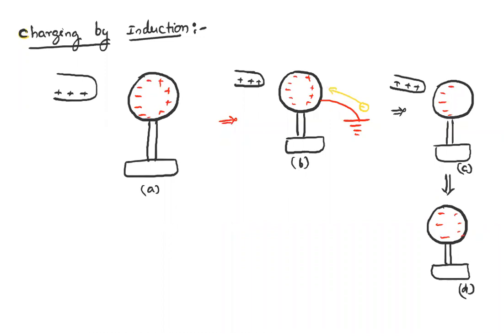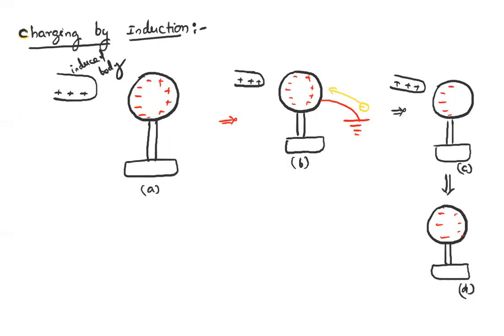The inducing body, which is trying to give charge to another body, will neither lose nor gain charge. But in the previous two situations, the bodies were losing charge. Here, the inducer body, which is used to make a charged body, will not lose its charge. Have you noted the definition? Now, let me explain this induction with an example.